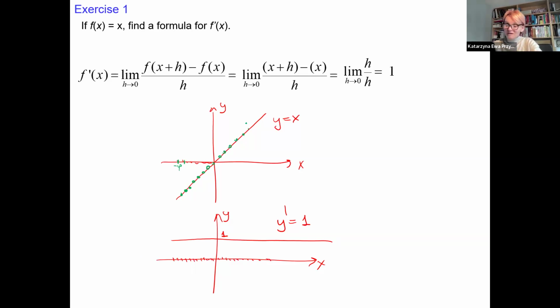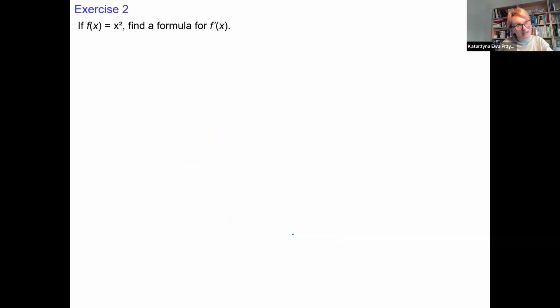Then I will plot that value. For that value, the slope is 1, 1, 1, 1, 1, 1, 1. That means I can connect them. That's how the graph looks graphically. We know the limit and we also know the graphical connection. Okay, next one. Next one is x squared.